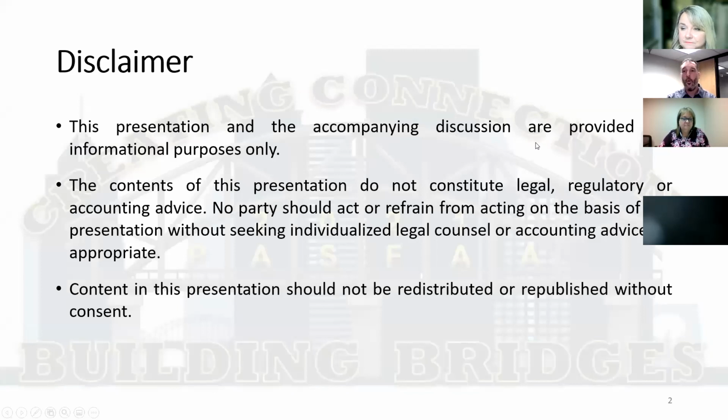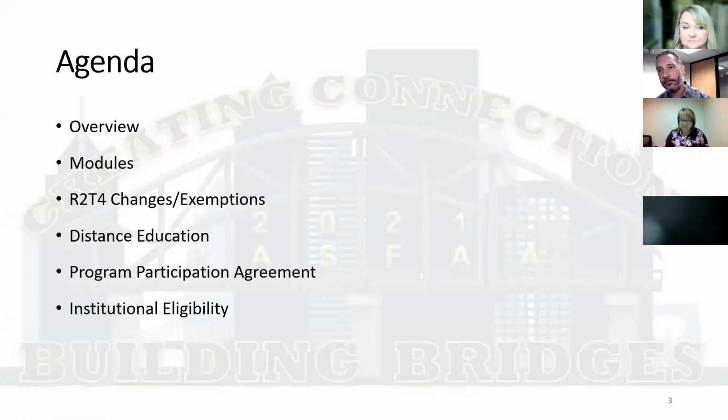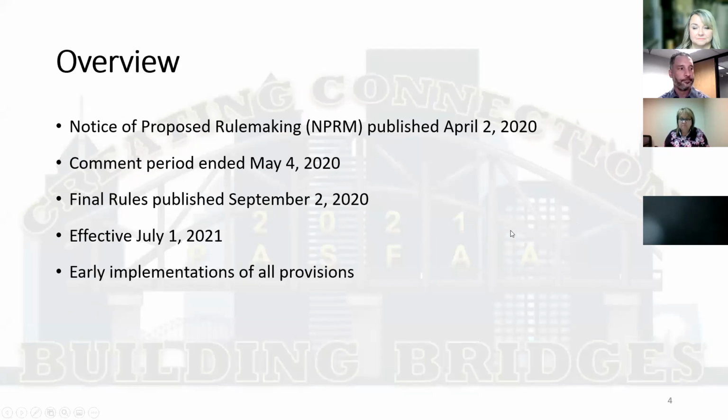So what we're going to talk about today is the overview, modular based, the changes to R2T4, the exemptions, distance education, program integrity, and institution eligibility, to name just a few. So when did these things happen?